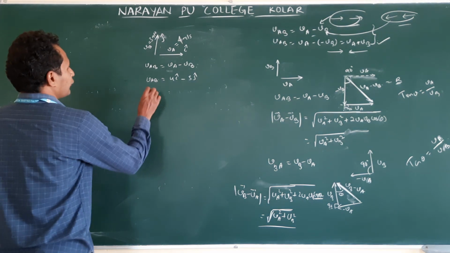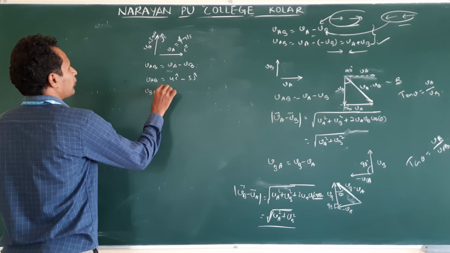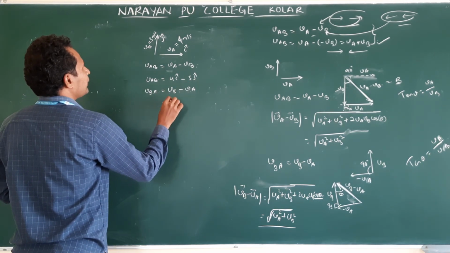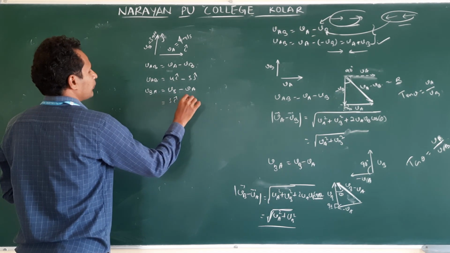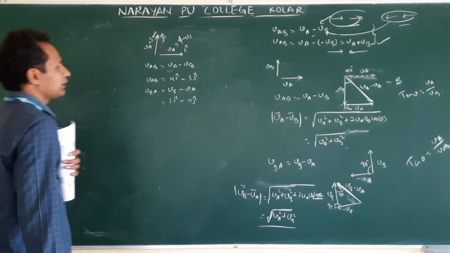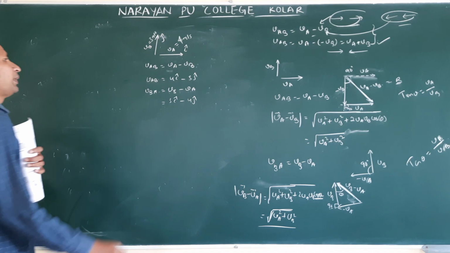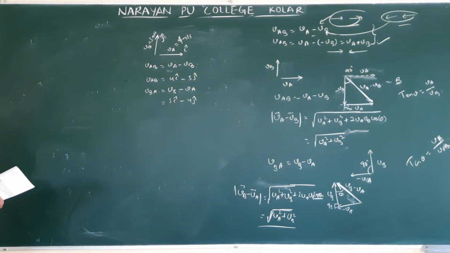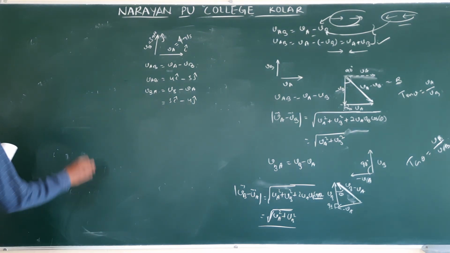If they ask VBA, what is the formula? VB minus VA. For this vector, VB is 3 j cap minus 4 i cap. You can find the magnitude, you can find the angle. Again we will get the same answers. Clear? And see the fourth example. This is very important. Fourth example.